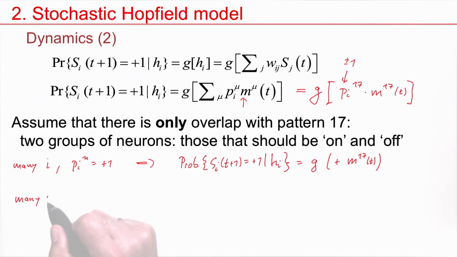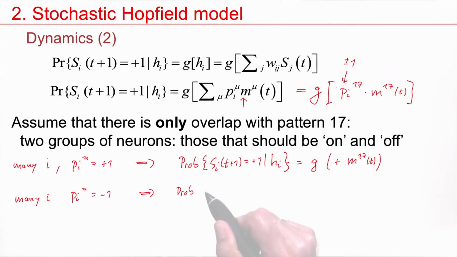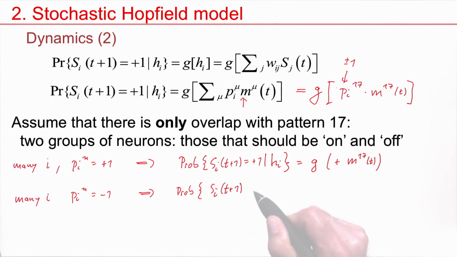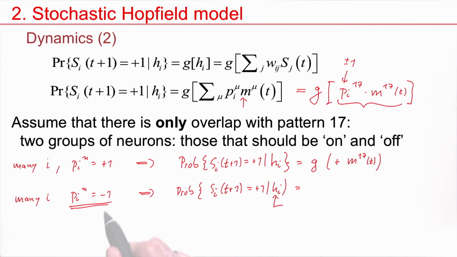And then I have other neurons. I have many neurons i, where pi mu is -1. And for all these other neurons, the probability that the next state is +1 given their input, but it's a different input. The input of these neurons, they will have by this condition here, they will have a pi 17 of -1. So I have g of -1 times m17 of t. So this is the probability that a neuron, which is supposed to be off, -1, in pattern number 17, will actually be active, will have an output Si equal +1.